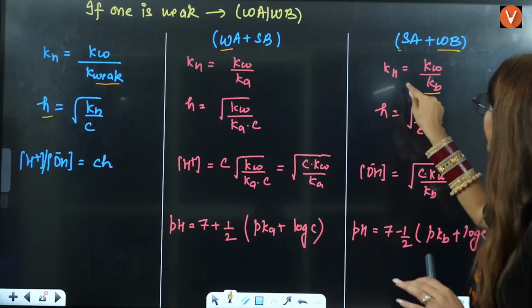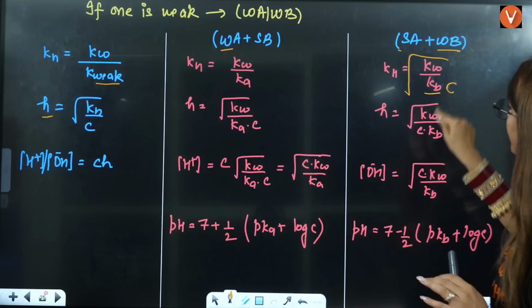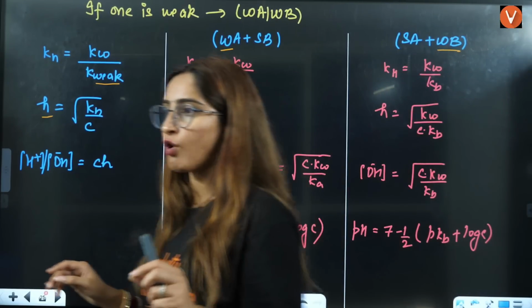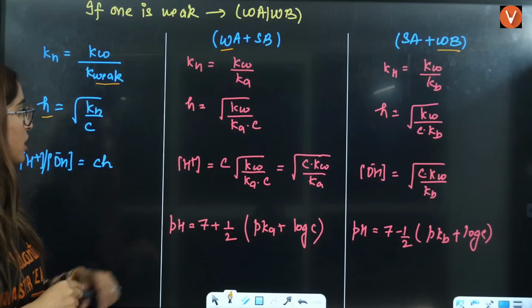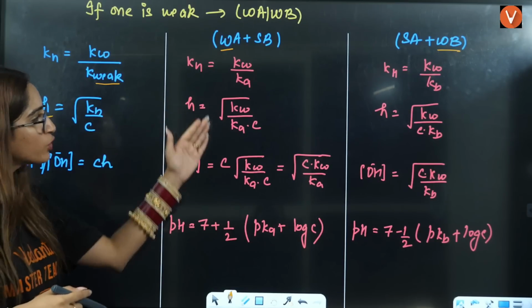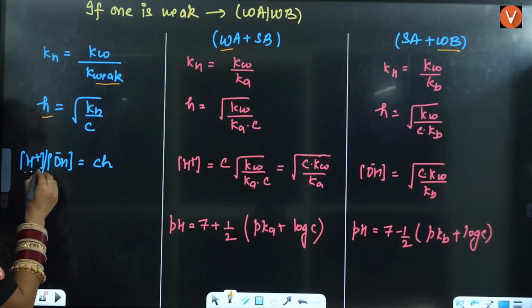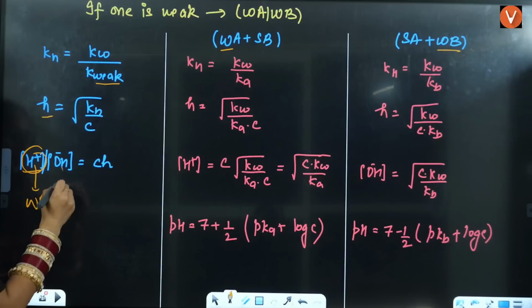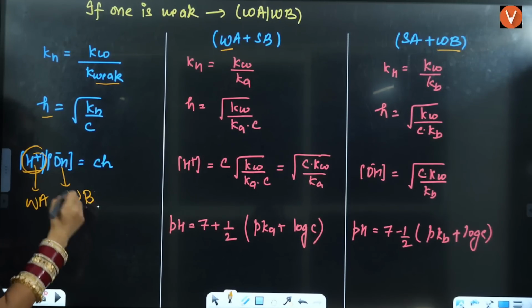Similarly here, take it in the under root, divided by C. This will be the answer. Okay? That is the value for degree of hydrolysis. Next is the H positive concentration. So you can solve this: H positive is for weak acid, and OH negative is for weak base.